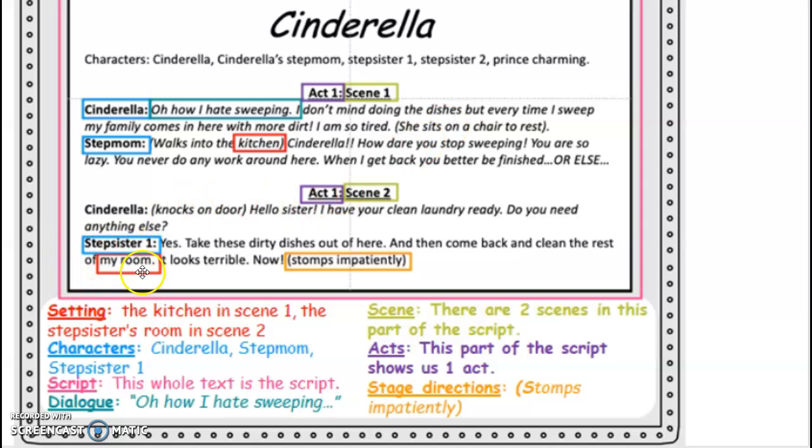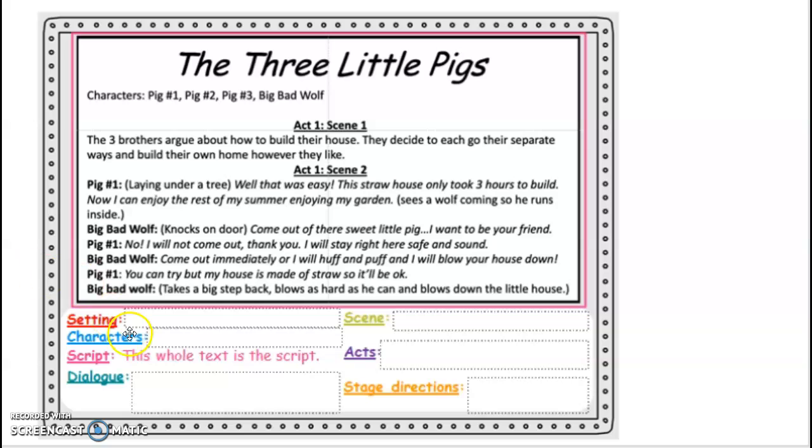So on the next slide, you are going to type in the setting, characters, dialogue, acts, scenes, and stage directions for the Three Little Pigs.